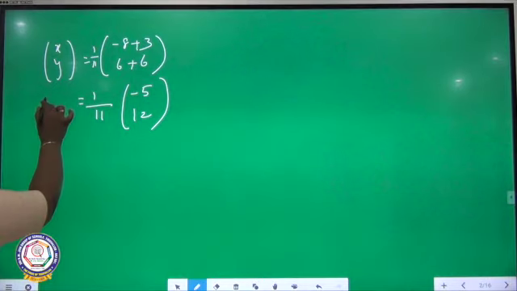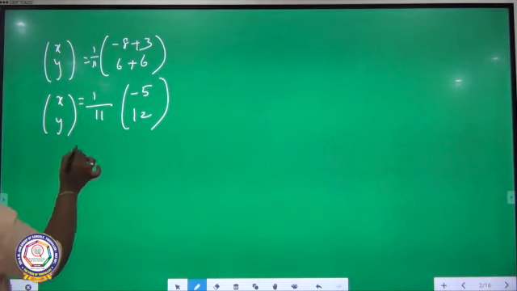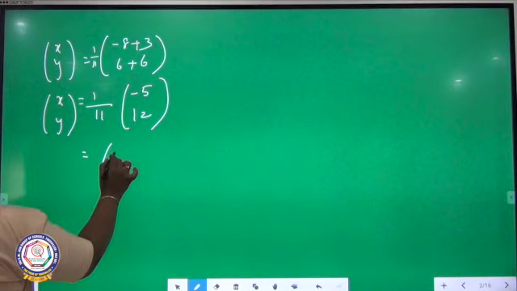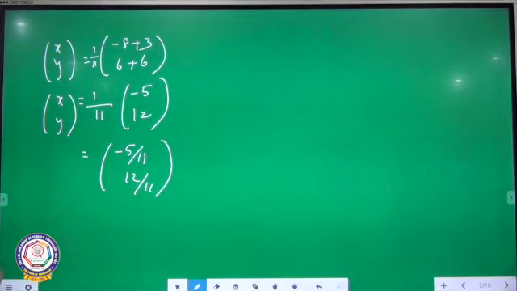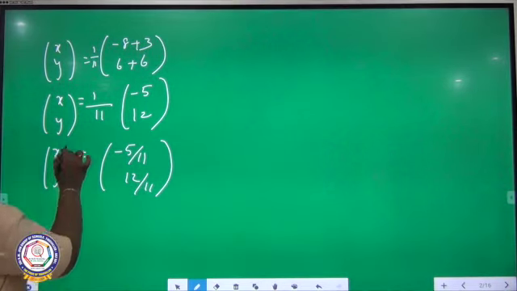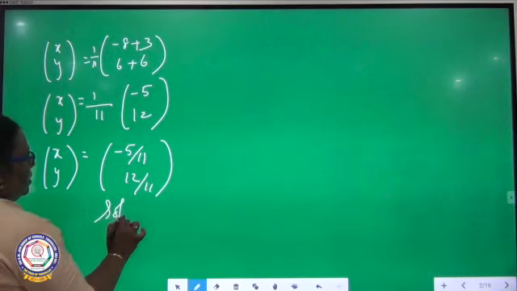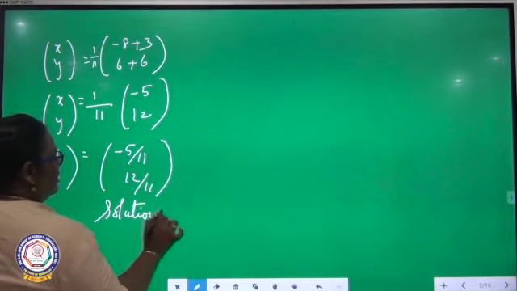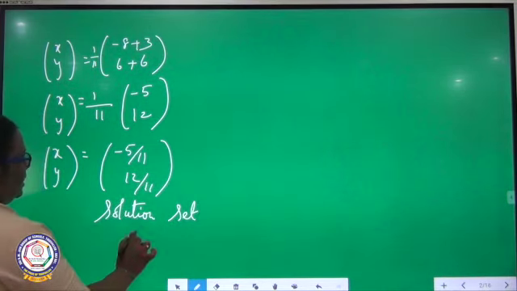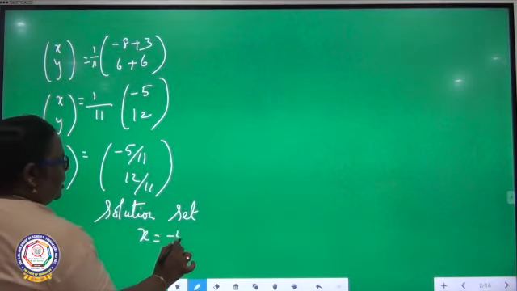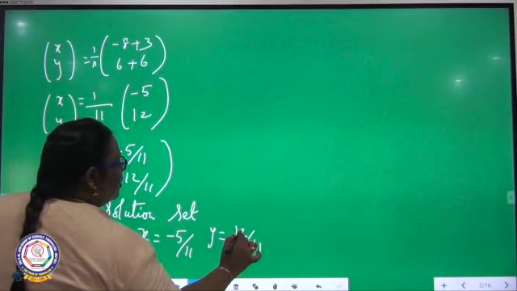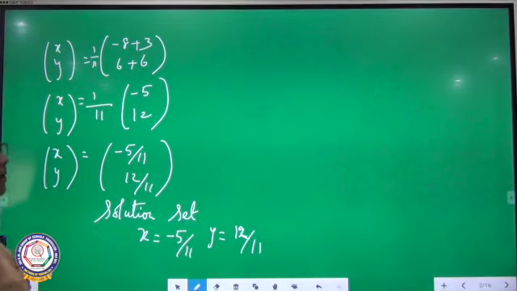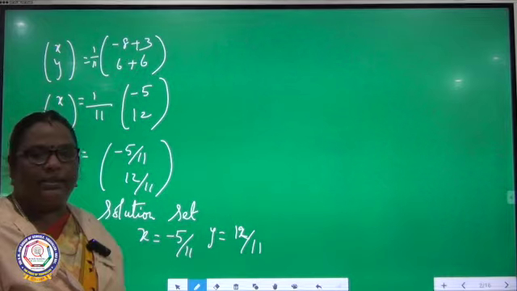Minus 5, 12. X, y. You can bring 1 by 11 inside. What is the value you are getting? Minus 5 by 11, 12 by 11. So the solution set is x equals minus 5 by 11, y equals 12 by 11. This is the value for x and y.